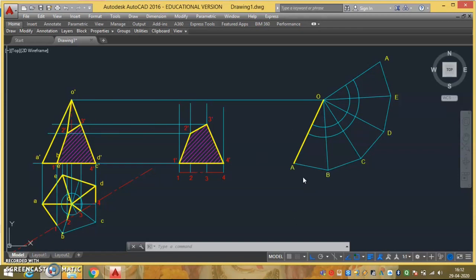Once it is done, you can mark the points, for example A, B, C, D, E, and again A, because this A is going to match with this A. So this line and this line are the same, so we have marked that.